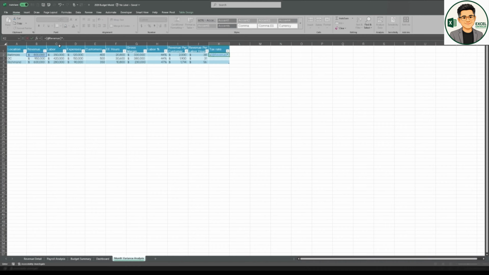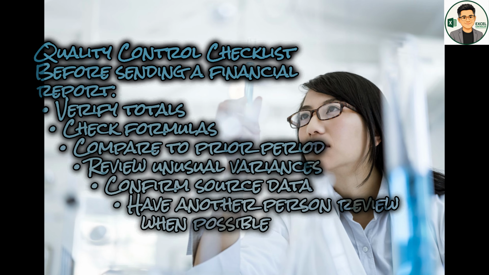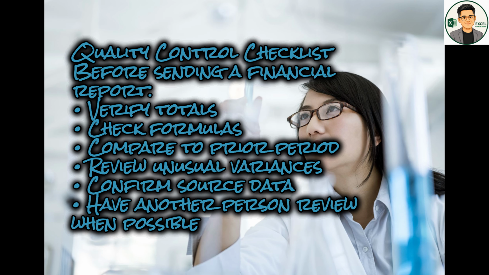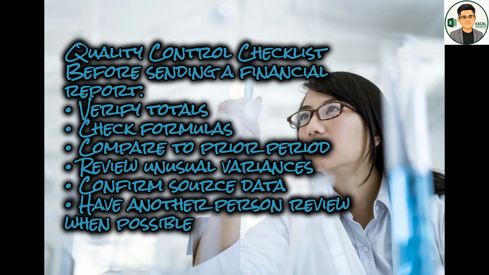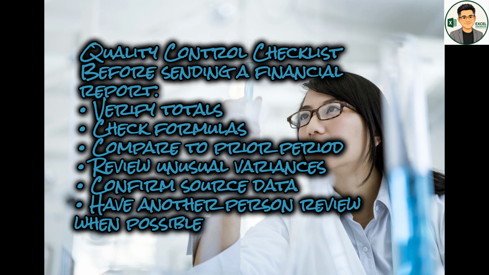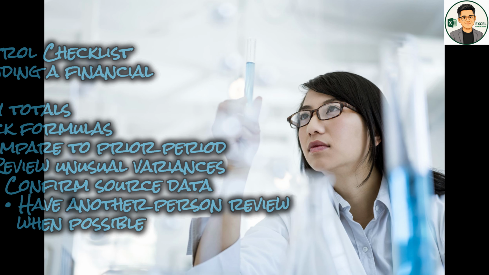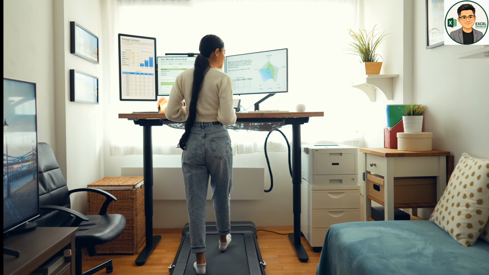Error number 3, hard-coded numbers. Avoid typing assumptions directly into formulas. Instead, create an assumptions section. Example: tax rate, 25%, growth rate, 5%, then reference those cells. Quality control checklist. Before sending a financial report, verify totals. Check formulas. Compare to prior period. Review unusual variances. Confirm source data. Have another person review when possible. Accuracy builds trust.